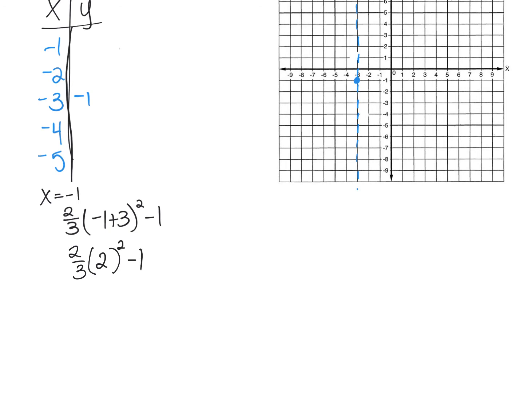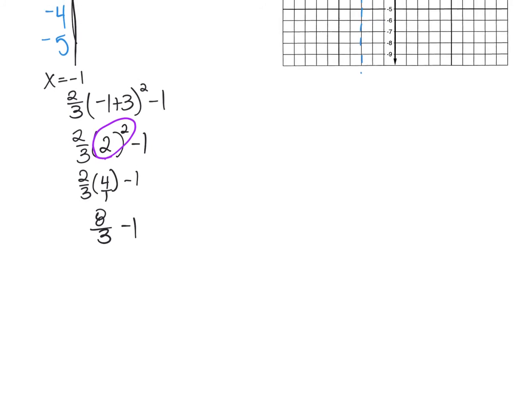And after parentheses comes the exponents. So I have to do 2 squared before I can multiply it by the 2/3. So that's 2/3 times 4 minus 1. It's not super complicated evaluating, right? We're just adding and subtracting, raising it to the second power, multiplying and subtracting. It's not crazy stuff. Put a 1 underneath that 4, and we get 8/3 minus 1.